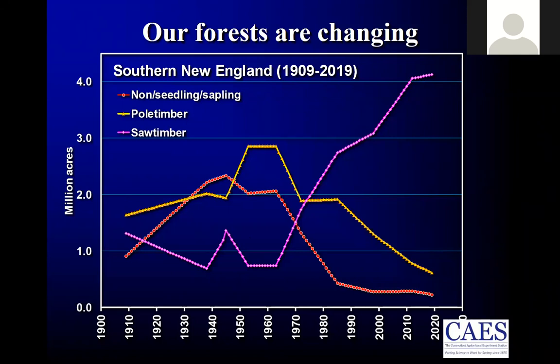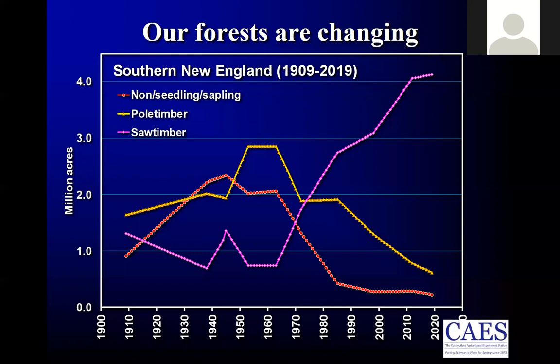And I think a lot of us have been aware that we really aren't seeing too many seedling sapling stands out there, that they're decreasing. They've gone down far enough that it's a concern to the Audubon Society for a lot of early successional songbirds, birds that like those young forests.